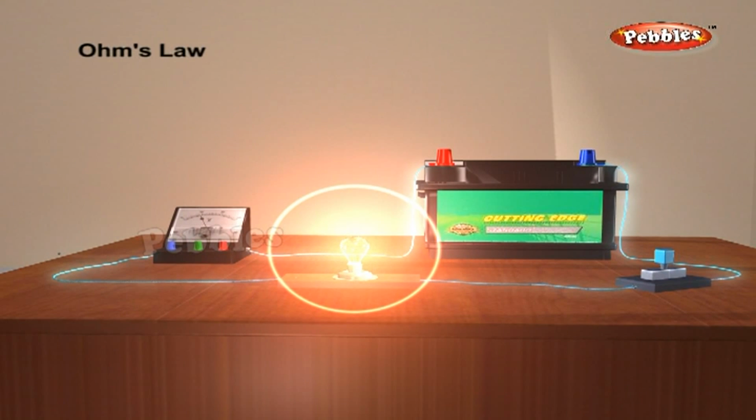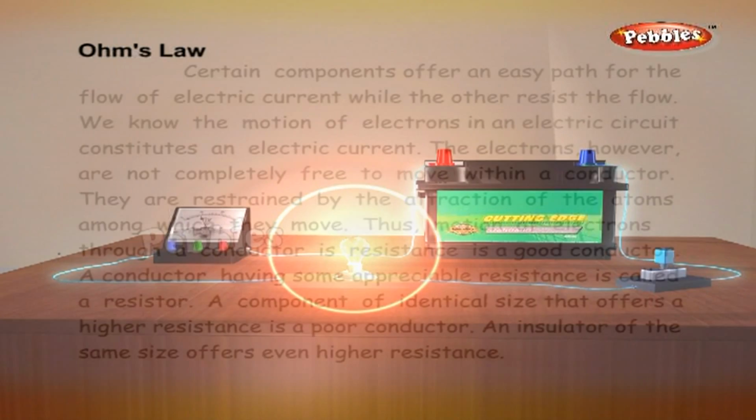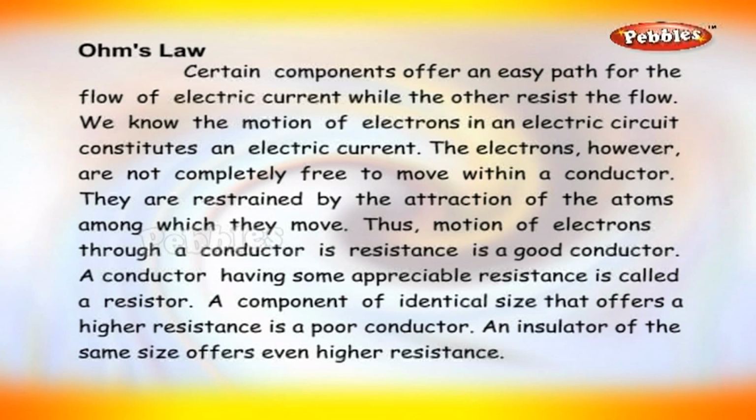You may repeat this activity by keeping any material component in the gap. Observe the ammeter readings in each case. Analyze the observations. In this activity, we observe that the current is different for different components. Certain components offer an easy path for the flow of electric current, while others resist the flow.